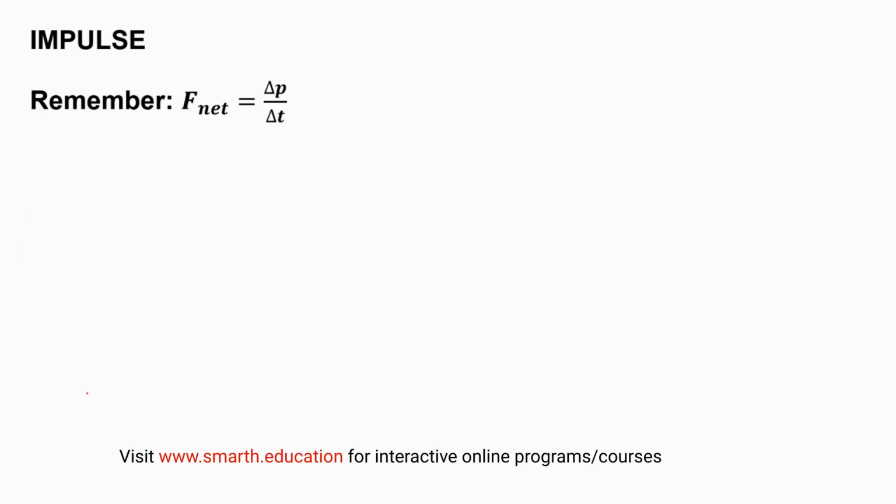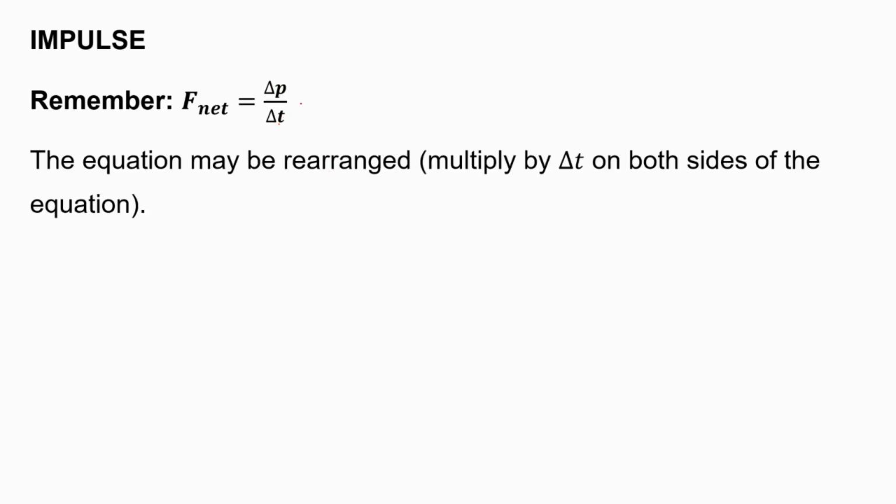Let's discuss impulse. Remember, we said that the net force is equal to the rate of change of momentum. Okay, and then we know that F net is equal to change in momentum divided by change in time, delta P over delta T. This equation may be rearranged. Let's say we multiply both sides by delta T. What do you get?